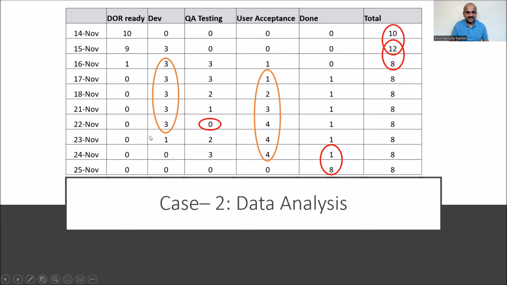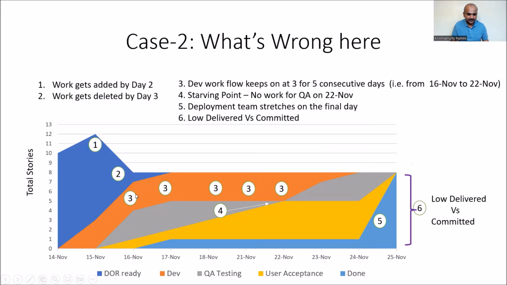And then if you see here, the development is consistently at 3. So if you see here, it is 3 here. Now from 7 minus 4, 3 here. And it is 8 minus 4, 3. So continuously 1, 2, 3, 4, 5 days, development is having 3.